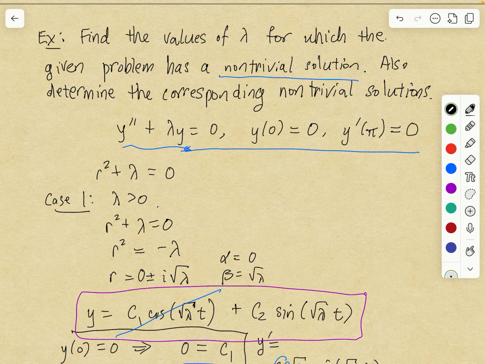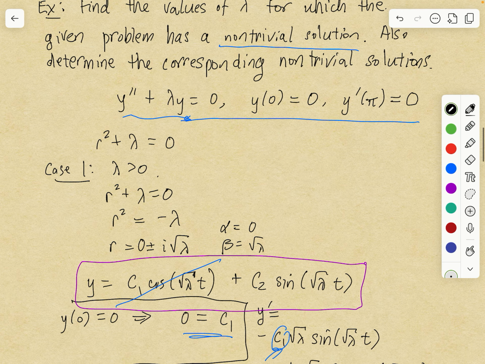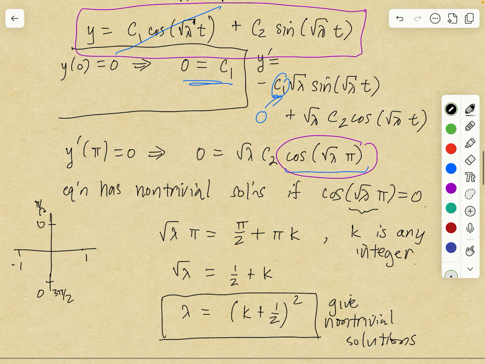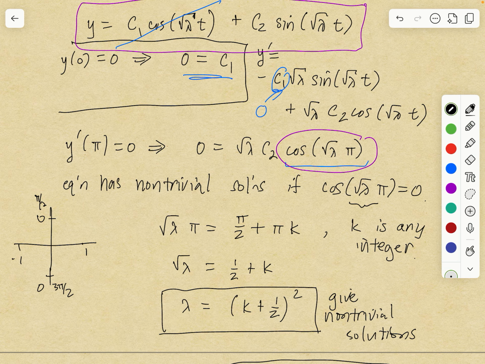You just have to remember that you have three different cases, depending on whether lambda is positive, negative, or 0, and then you just have to plug in your boundary conditions and see what that tells you about C1 and C2. And you just have to be careful when you have something like 0 equals root lambda C2 cosine root lambda pi, that doesn't necessarily mean that C2 has to be 0, because one of the factors could be 0.